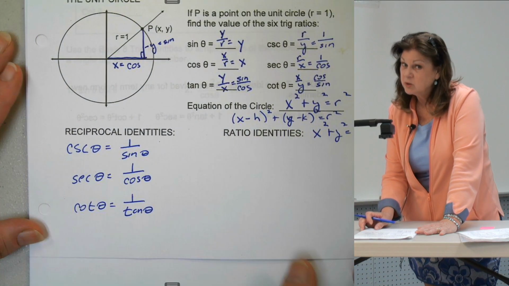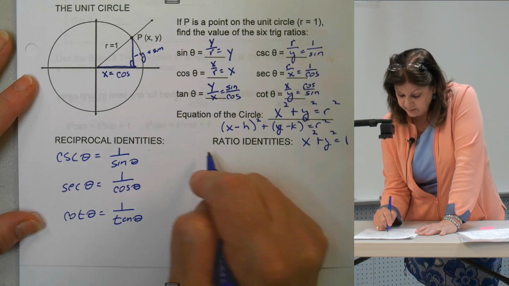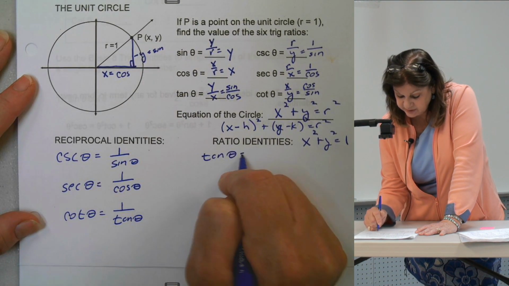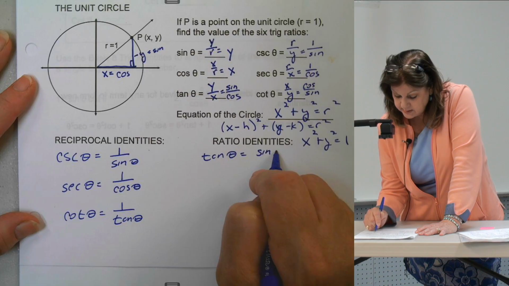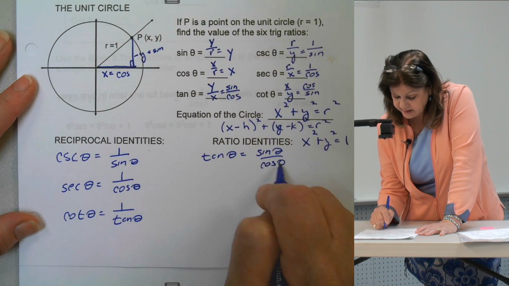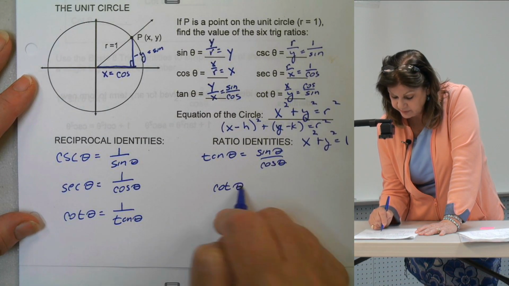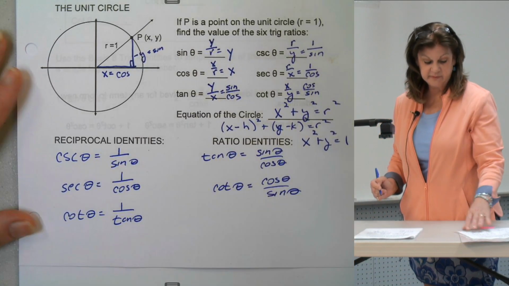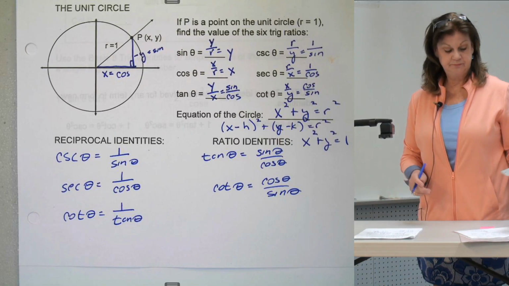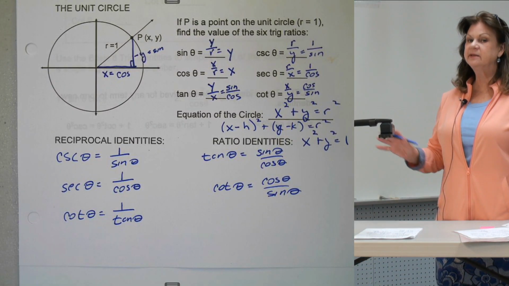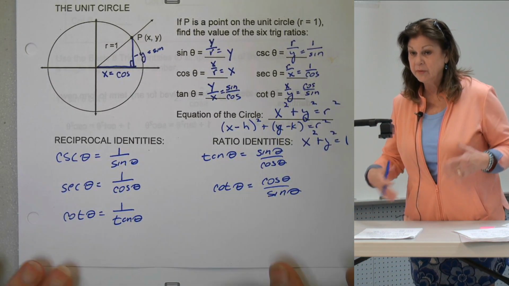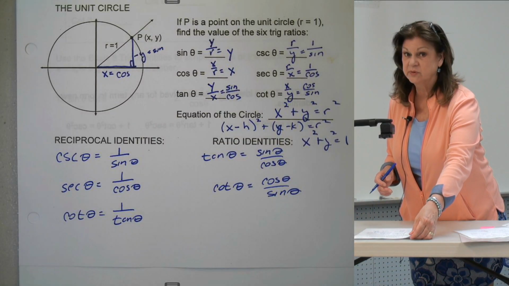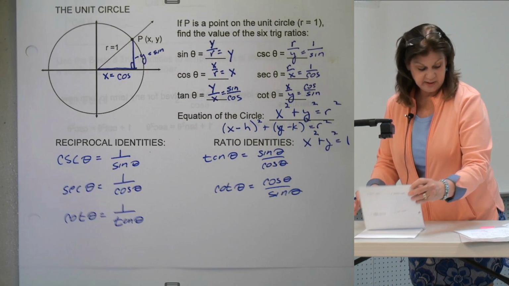Now, when we're talking about our ratio identities, we're talking about tangent, which is sine over cosine, and its partner cotangent, cosine over sine. Okay, this is nothing new. This isn't anything you don't already know. It's just something we need to revisit as we move forward. All right, so let's turn the page.